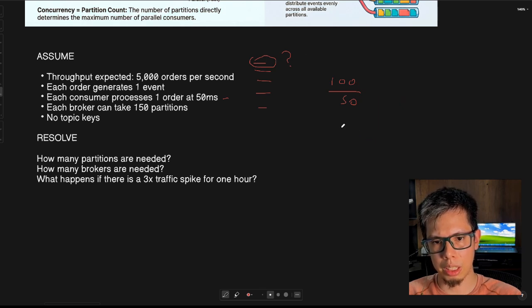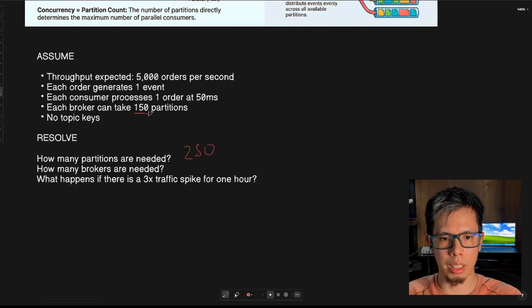And the next one is how many brokers are needed? And obviously it's easier. If you already have that you will need 250 partitions, and you already know that a single broker can take 150 partitions, then 250 partitions means it is necessary to have two brokers here.